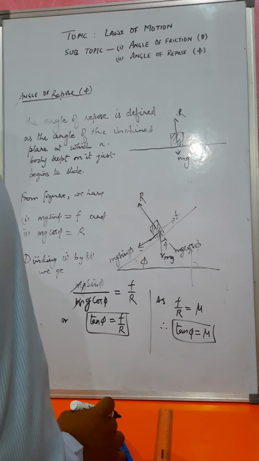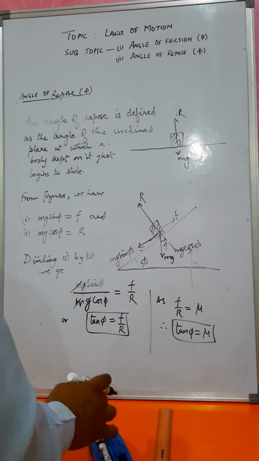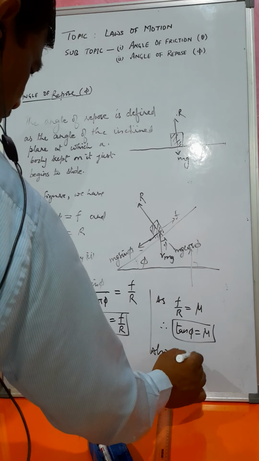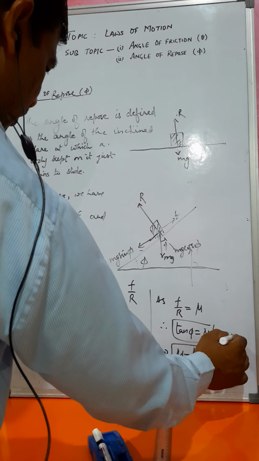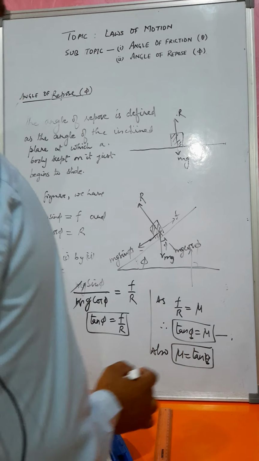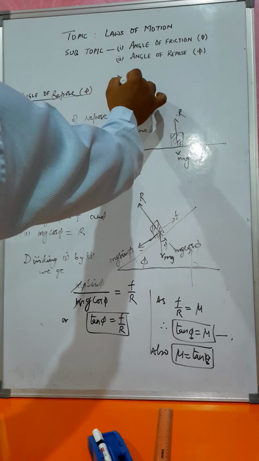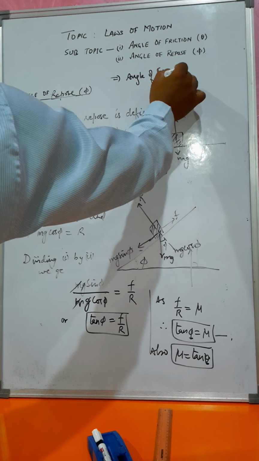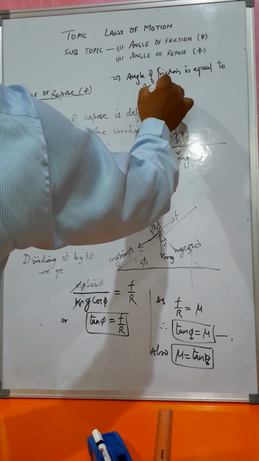Now mu is equal to tan phi, and we have studied earlier that mu is also equal to tan theta, that is the angle of friction. This is the angle of repose and this is the angle of friction. That's why we can say that here I am writing: angle of friction is equal to angle of repose.